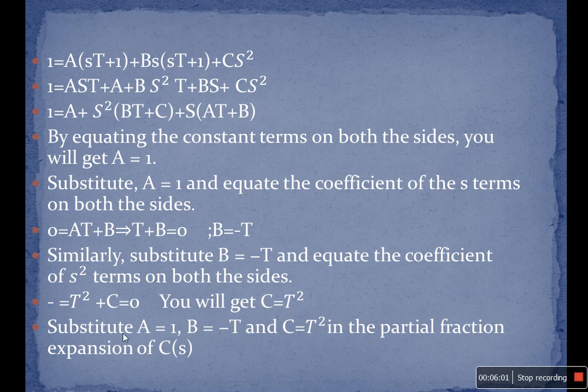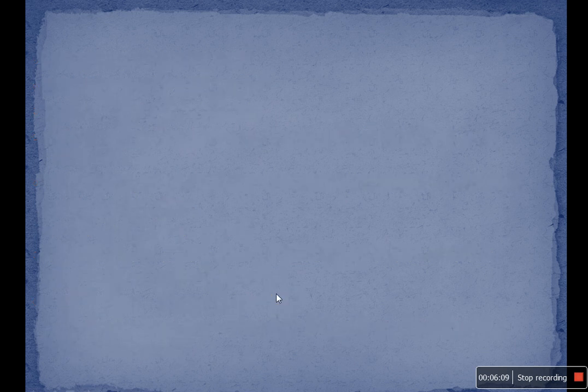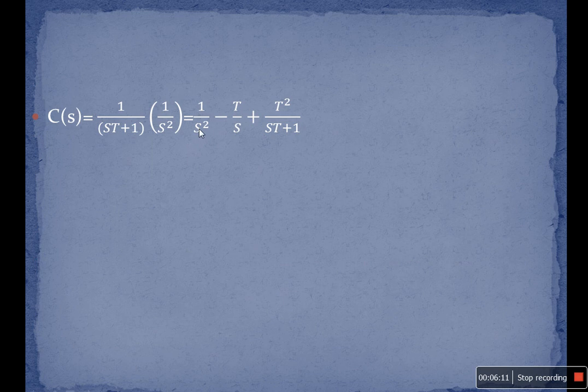So we are getting a value as 1, b value as minus tau, c value as tau square. So substitute all these values in the equation. After the substitution you are getting 1 by s square, minus tau by s, plus tau square by s tau plus 1. So this is the equation you are getting.